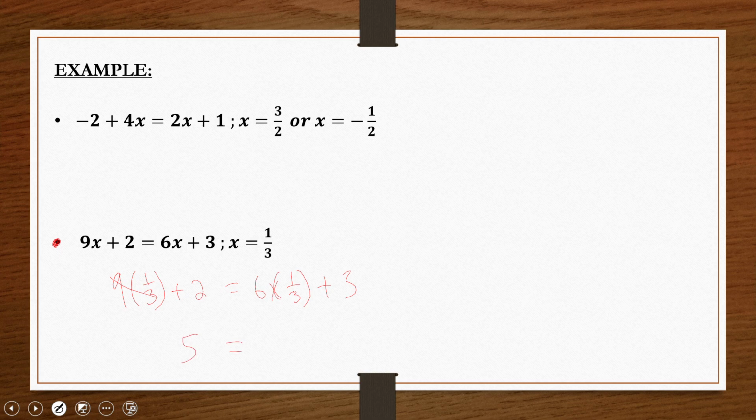6 times 1/3, I end up with 6 divided by 3 is 2. Multiplied by 1 is still just 2. And plus 3 gives me 5. So yet again, I see I end up with a true statement after simplification. And therefore, we can be sure that x equals 1/3 is a solution to this example problem.